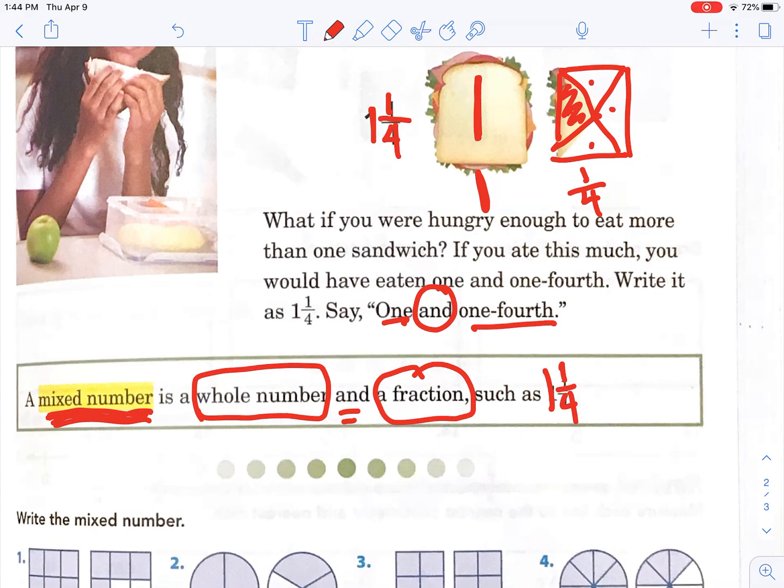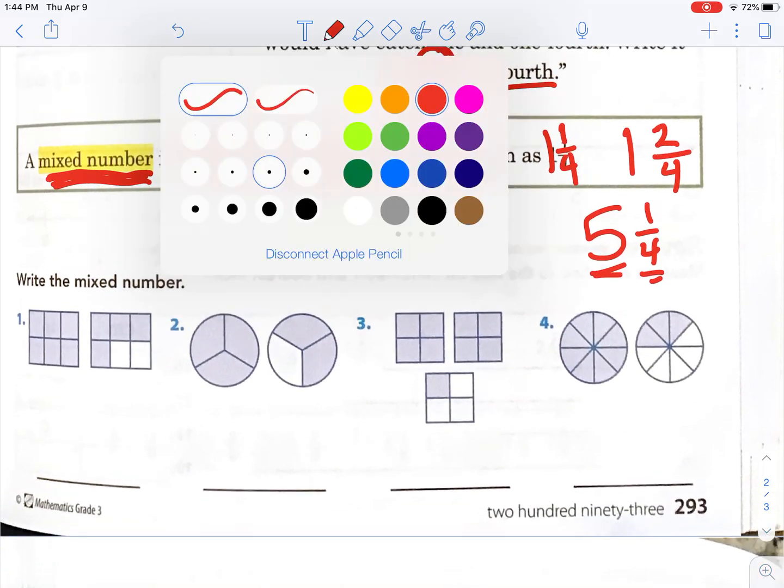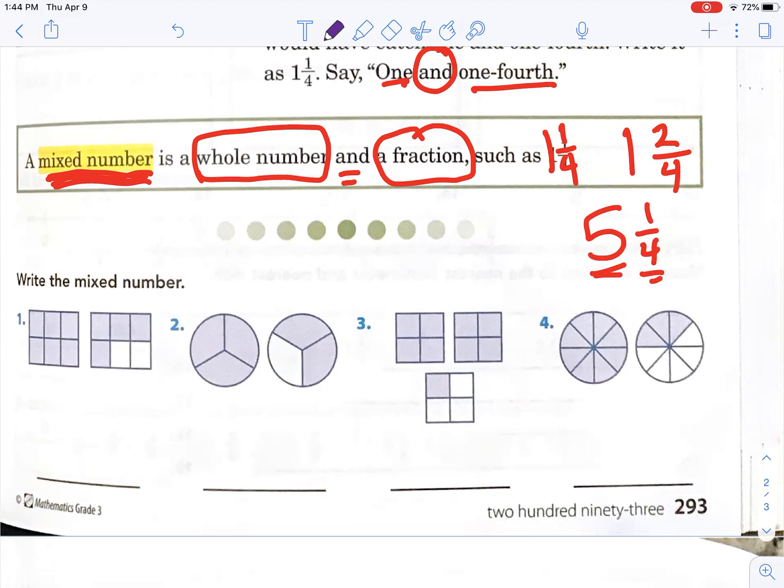Okay, so we just discussed that. Now, could it be 1 and 2/4? Sure. Can it be 5 and 1/4? Yes. So it's any whole number and a fraction. Excellent. Okay, let's move on.